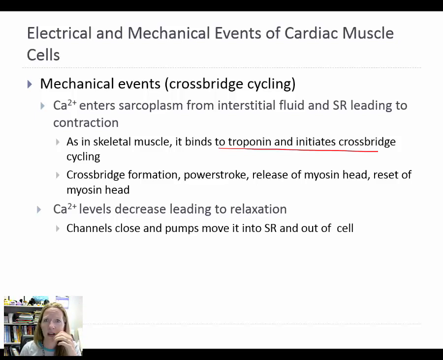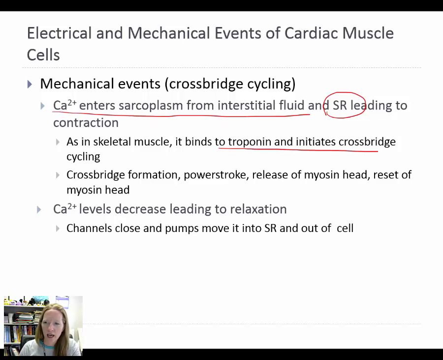And so it's very similar to skeletal muscles. Really the only difference is you're going to have the stimulus. You have that calcium that's going to come from the interstitial fluid that goes in and stimulates the sarcoplasmic reticulum to release so much more calcium, and that's going to help with the cross-bridge cycling here.